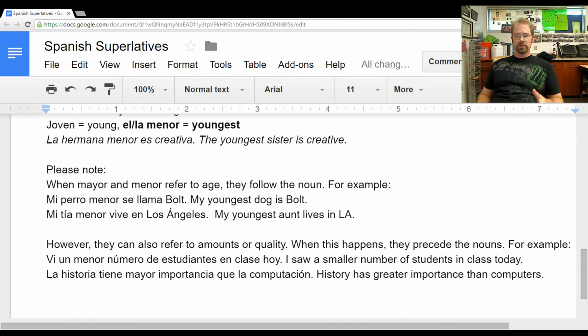However, these words, menor and mayor, can also refer to amounts or quality. And when this happens, they're going to precede the noun, or come before the noun that they modify. So for example, vi un menor número de estudiantes en clase hoy. I saw a smaller number of students in class today. Notice that the word menor comes before the noun that it is modifying. And then the second example is, la historia tiene mayor importancia que la computación. History has greater importance than computers or computer science.